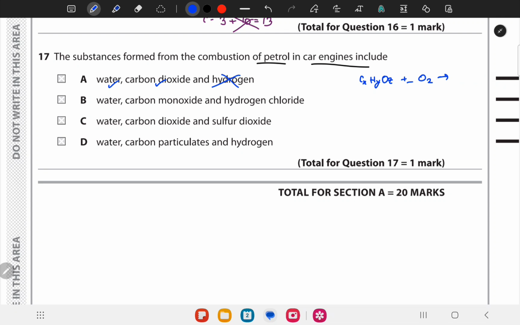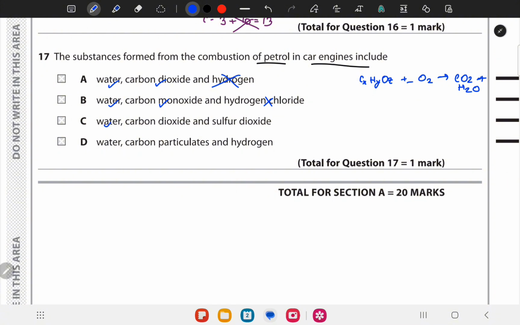So we don't have to care about the numbers, we are only looking at the products that are forming. If we have incomplete combustion, carbon monoxide and carbon can also form, but hydrogen won't form. In option B, we have water. Water does form over here. Carbon monoxide also forms if we have incomplete combustion. Hydrogen chloride, however, doesn't form in this case.